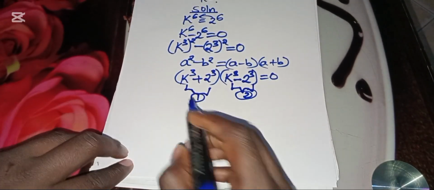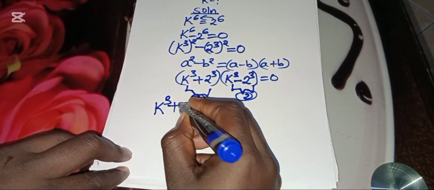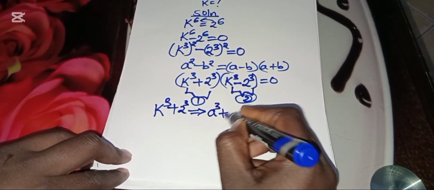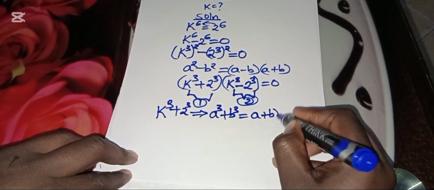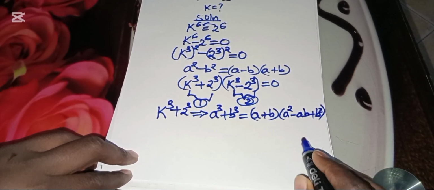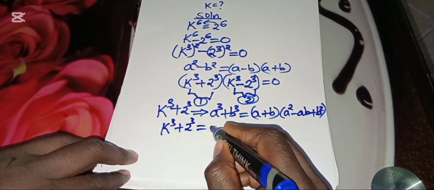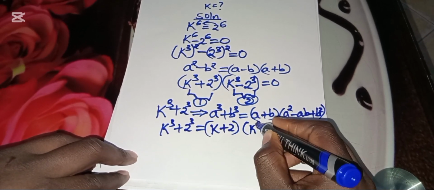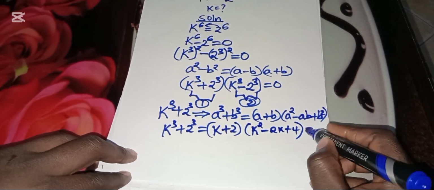So now for the first part, which is k cubed plus 2 cubed, this is in the form of a cubed plus b cubed, which you can express as a plus b, a squared minus ab plus b squared. So now expressing k cubed plus 2 cubed, this will be expressed as k plus 2 into the bracket, we have k squared minus 2k plus 4. So this is supposed to be equal to 0.